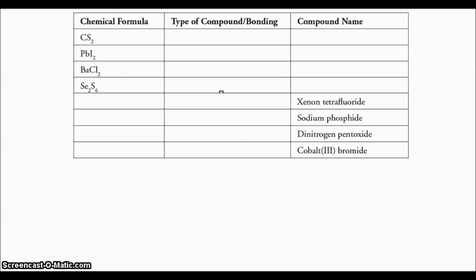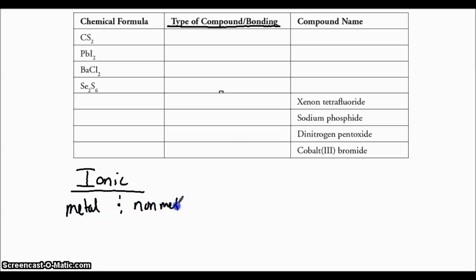So remember, the very first thing it says right here is type of compound or bonding. So you have to figure out, is this ionic or is this covalent? You may have forgotten how to do that, so I just want to quickly put it up here just in case you forgot. Ionic, you have a metal and a non-metal, and they have their own rules.